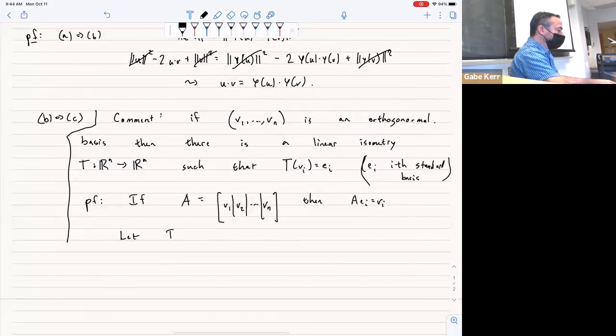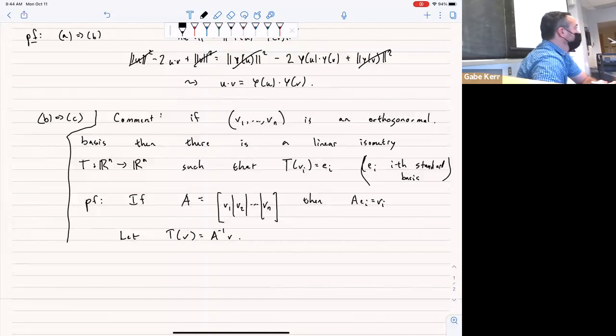Let T of VI be equal to the inverse. Well, T of any vector, really, is the inverse times that vector. That'll do the trick. So is it clear? Questions?